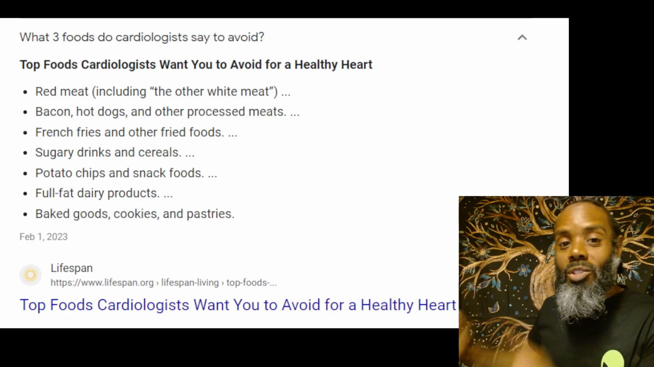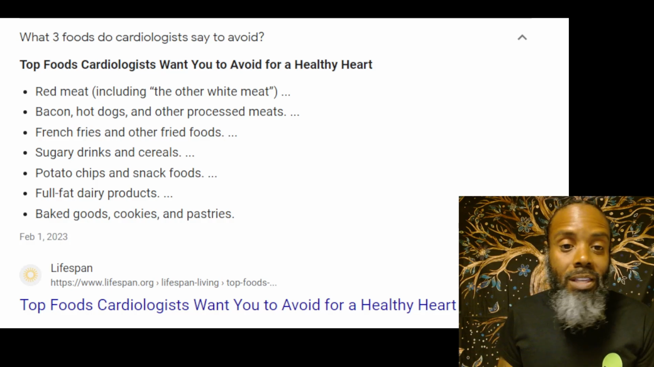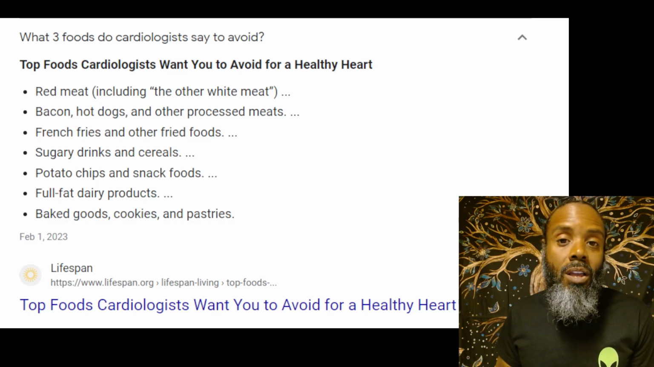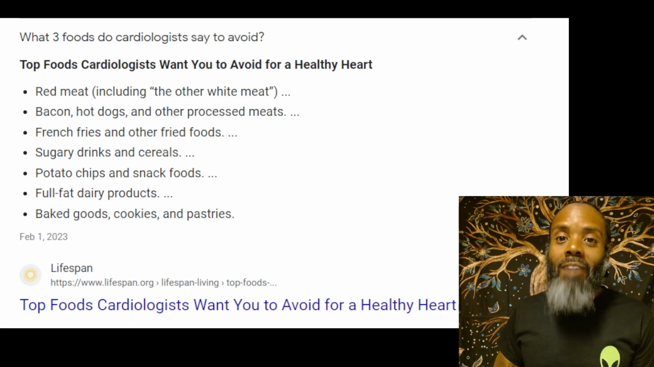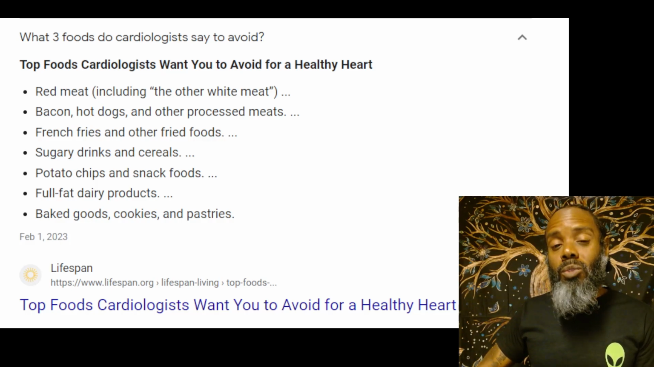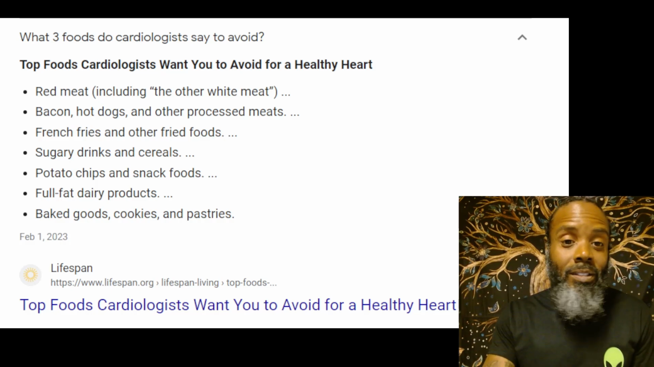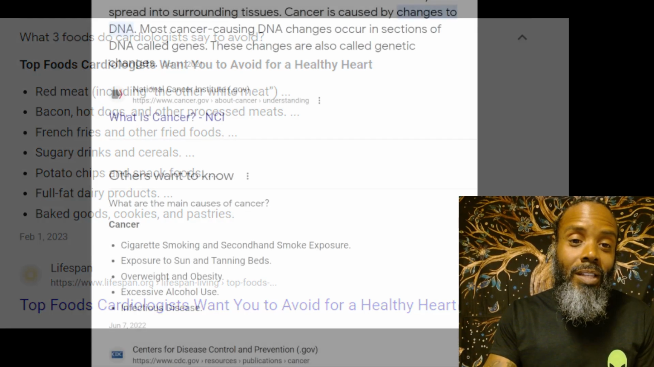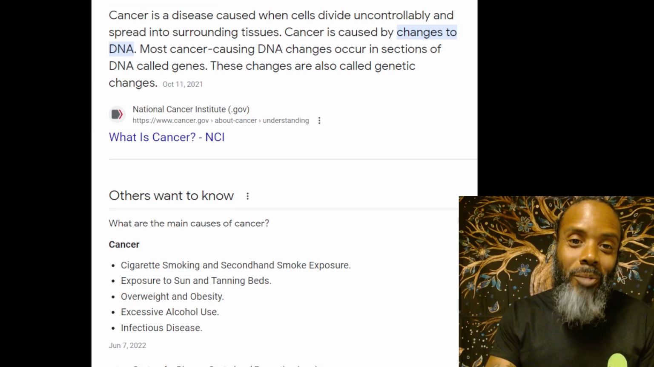So, you see sugar: baked goods, cookies, and pastries, sugar. Even full fat dairy products are full of sugar, and even fat free products have sugar. Potato chips and snack foods, sugar. Sugary drinks and cereals, sugar. It's fucking sugar in everything. I'm trying to stay off sugar though. I really want to talk about it, but I got other videos where I talk about sugar.